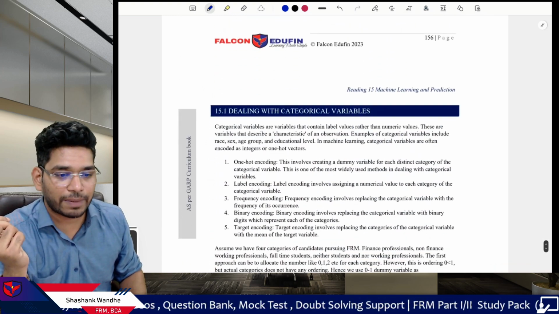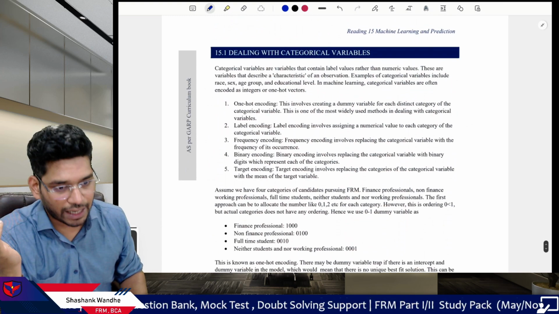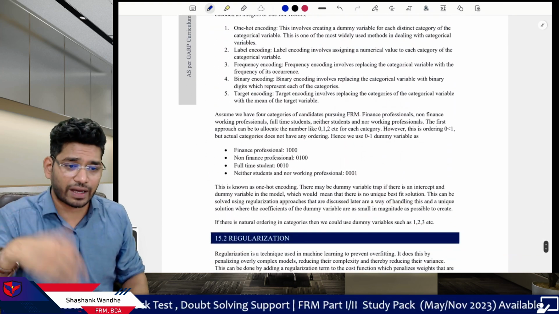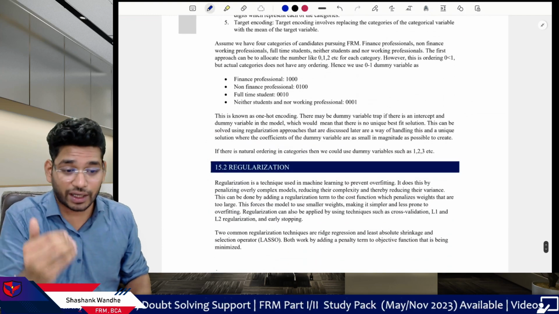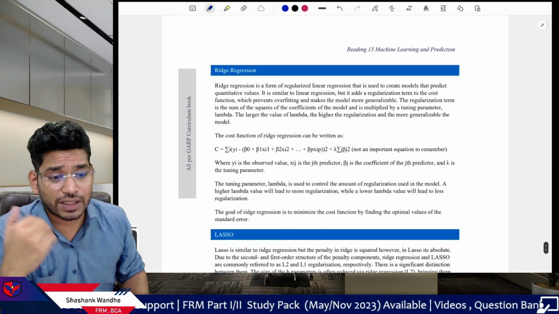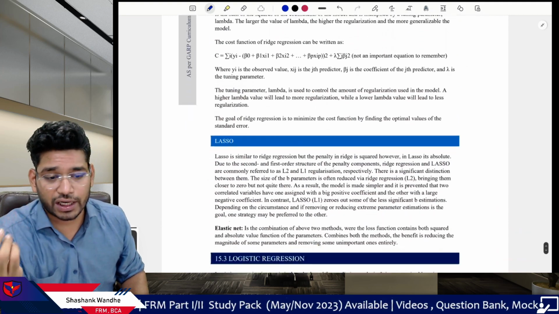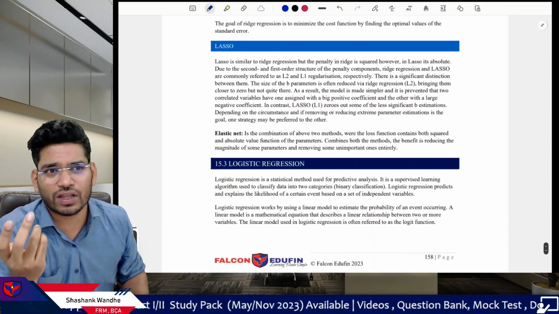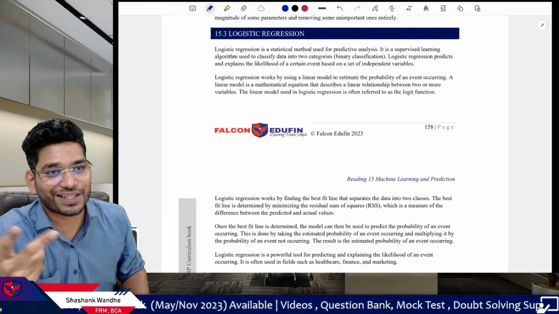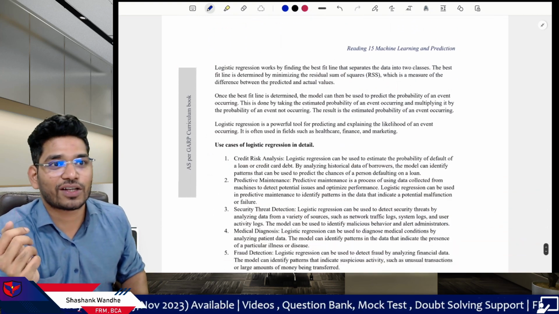Then we have the machine learning predictions, so identifying and dealing with categorical variables. Then you have the regularization process, the requirement of regularization, scaling. Then we have the regression, lasso. So what is lasso? Just understand all the basics of it. You don't have to perform machine learning in your examination. You will get 2 theory questions. Then we have logistic regression.